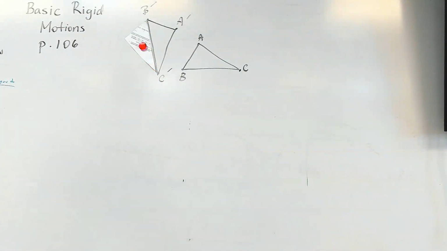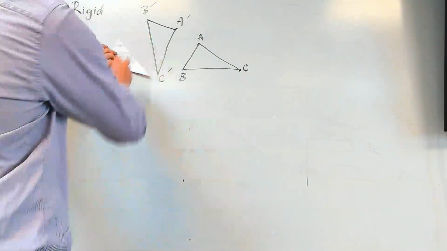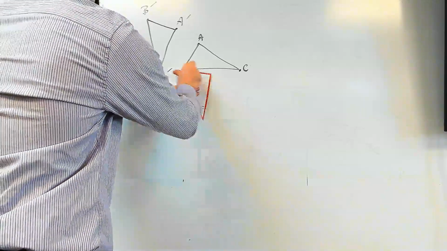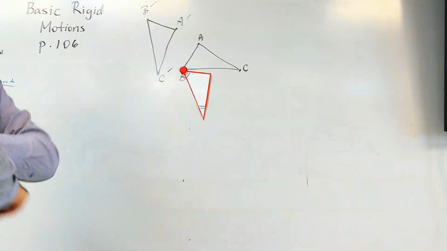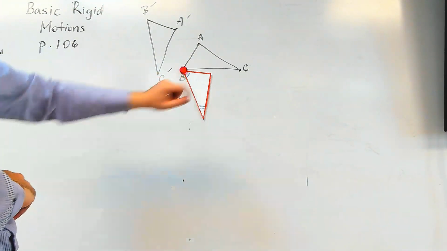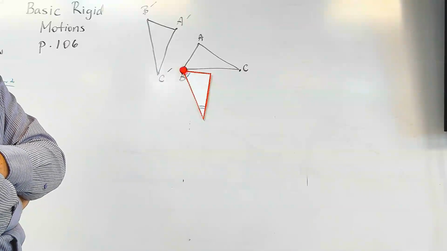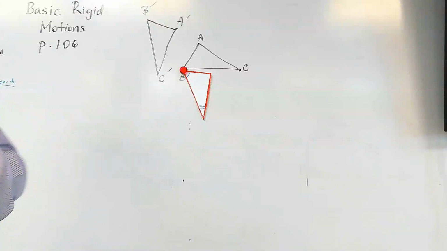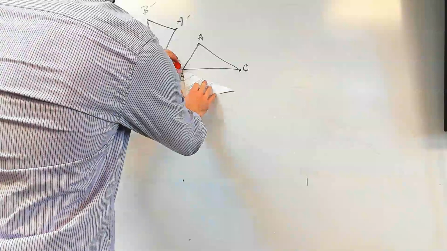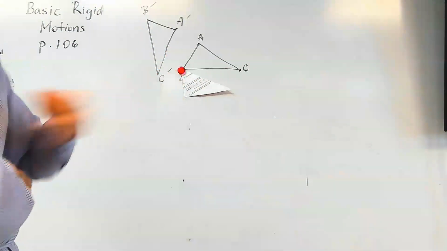In example 2, we had something like this, where we had triangle ABC and ABC prime so that B and B prime were touching, just like this. In example 3, B and B prime were also touching, like this.